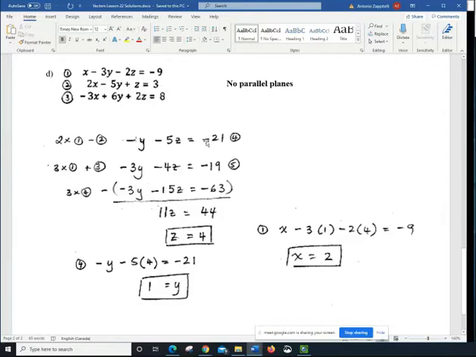And the main way we solved these was to use elimination. So here I eliminated x using equations 1 and 2, but then I also eliminated x using equations 1 and 3. And that left me with 2 equations and 2 unknowns, which I could solve as usual.